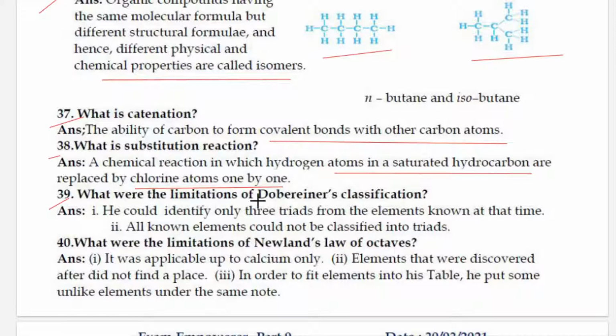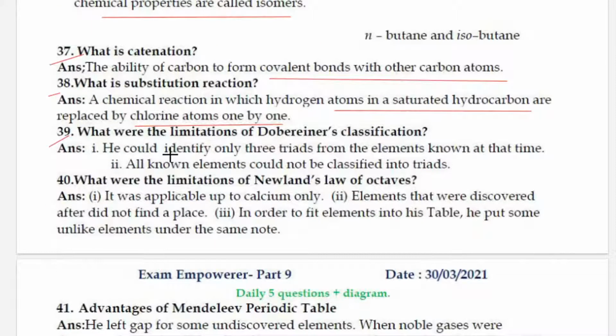Next one. What were the limitations of Dobereiner's classification? We can see the limitations of Dobereiner's classification here. He could identify only 3 triads from the elements known at that time. All known elements could not be classified into triads.